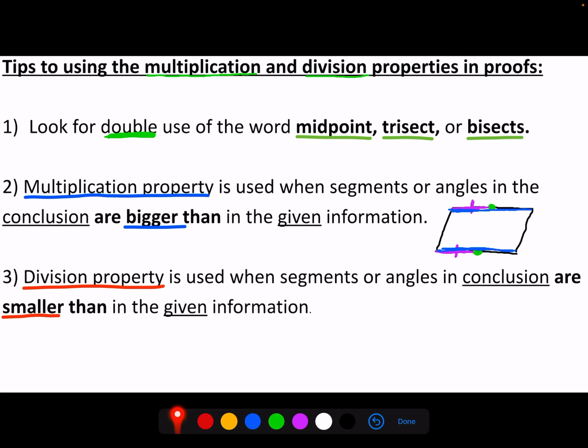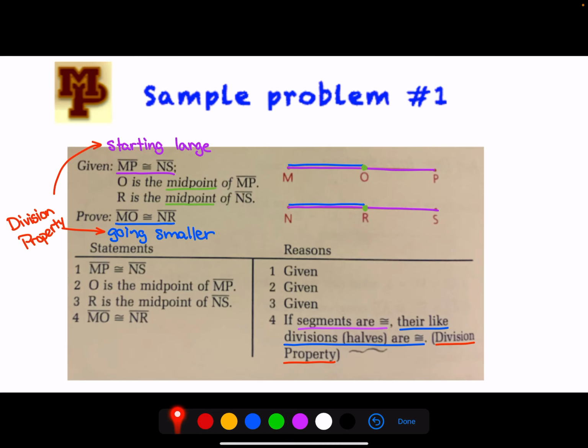So we're going to go ahead and take a minute and see what some of these proofs would look like. Now, you don't need to write down these proofs, but you definitely can. And these are things that you guys can go back and use as examples if you get stuck in your homework. So our first one is sample problem number 1.